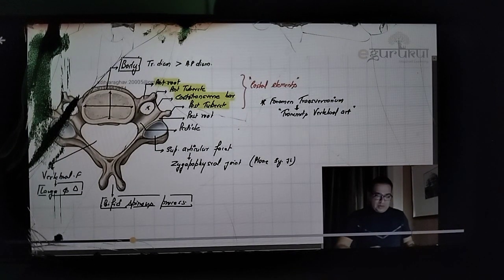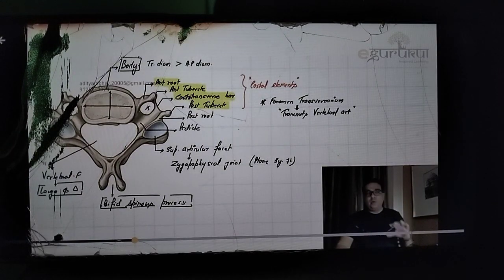We have a foramen transversarium, and the costal elements are surrounding it here: anterior root, anterior tubercle, posterior root, posterior tubercle, costotransverse bar. Except the posterior root, everything else is called a costal element. And as we said, this foramen transversarium gives passage to the second part of the vertebral artery. Now, this is a typical cervical vertebra.